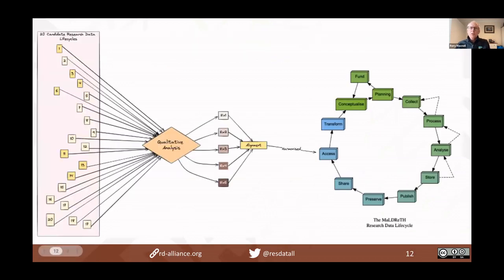So this is just a visualization of what I've just described. On the left, you can see the 26 long list, then going into the 5 that we did a deep dive on, and then here's the actual visualization of the life cycle, which we came up with. You'll see that these will be familiar because we weren't trying to reinvent the wheel: planning, collect, process, analyze, store, publish, etc. We originally had fund in there, but fund is important, so we kept the concept in, but it's not really part of the research data lifecycle per se.